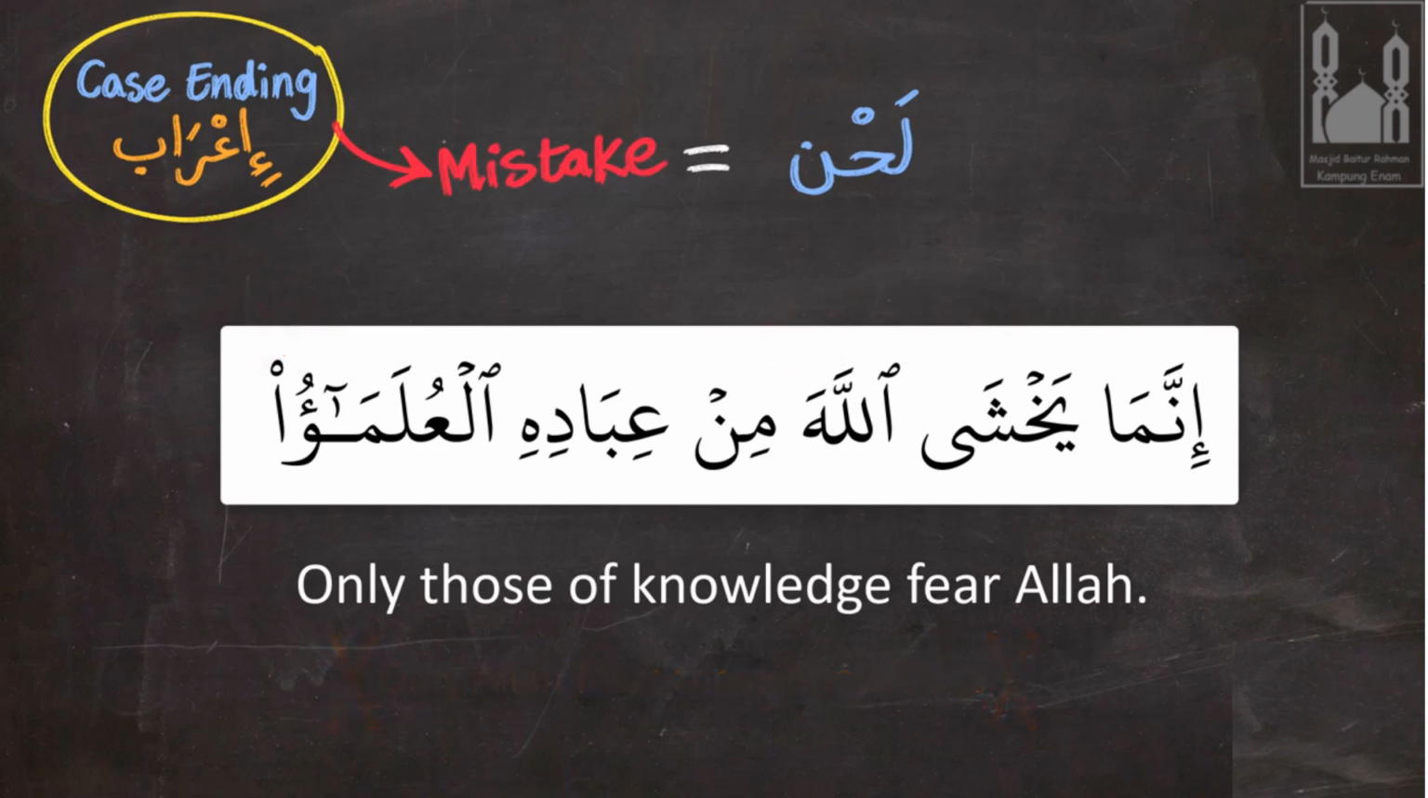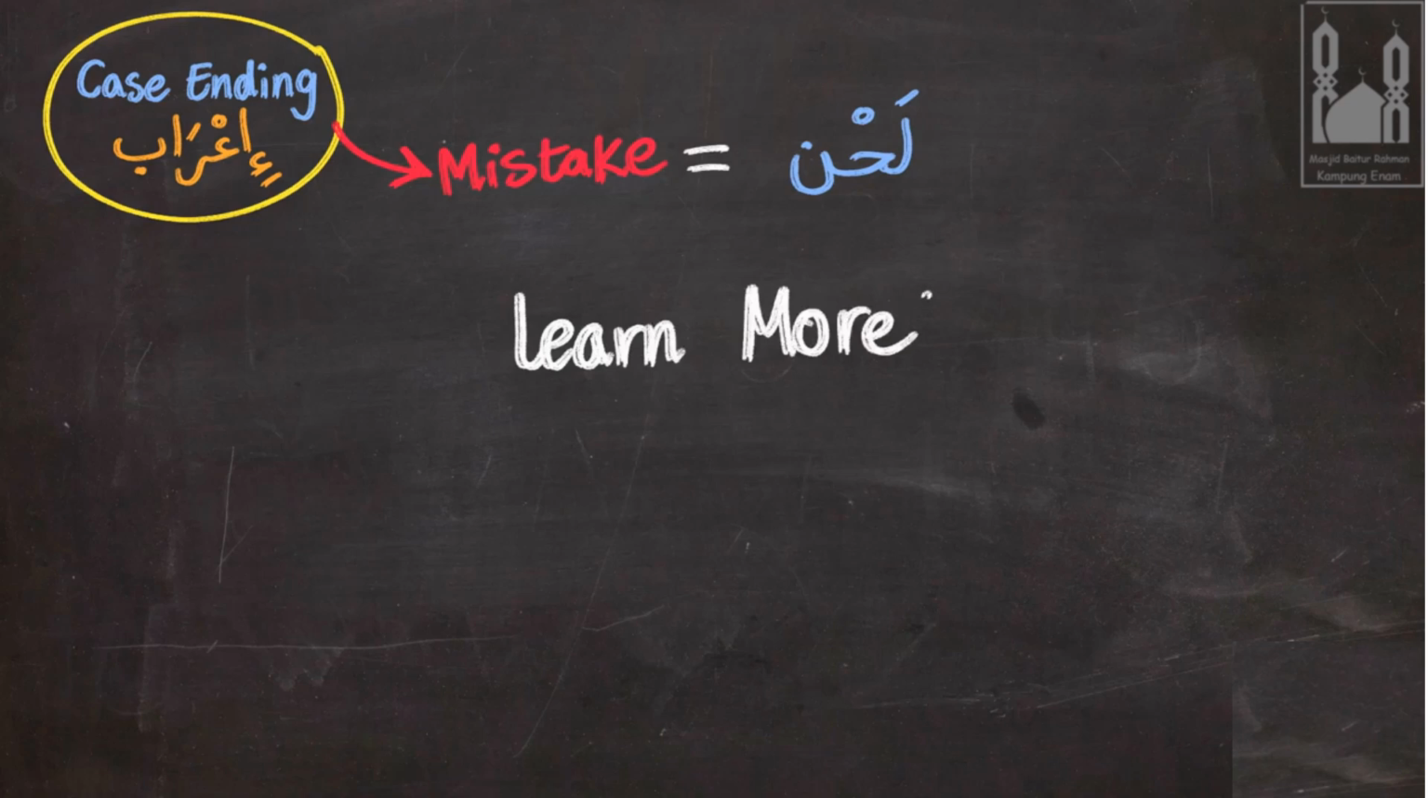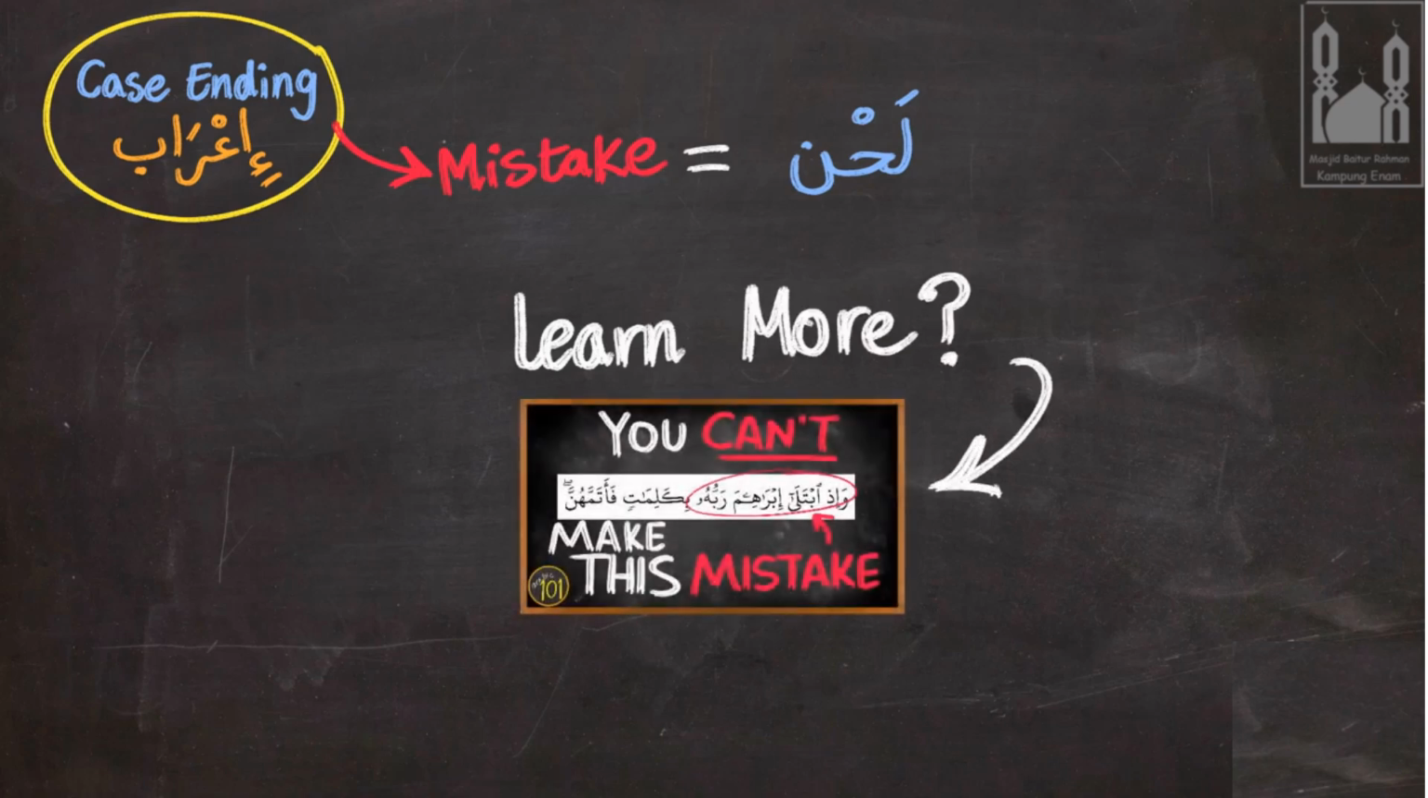So understanding the meaning of these case endings is very crucial, and in this example, a mistake can have very serious consequences to the meaning of the ayah. So this can also give you a perspective on why grammar is very important in understanding and reciting the Quran properly. And if you want to learn more about this type of mistakes and how to avoid them, you can check out this video about clear and subtle mistakes of tajweed.